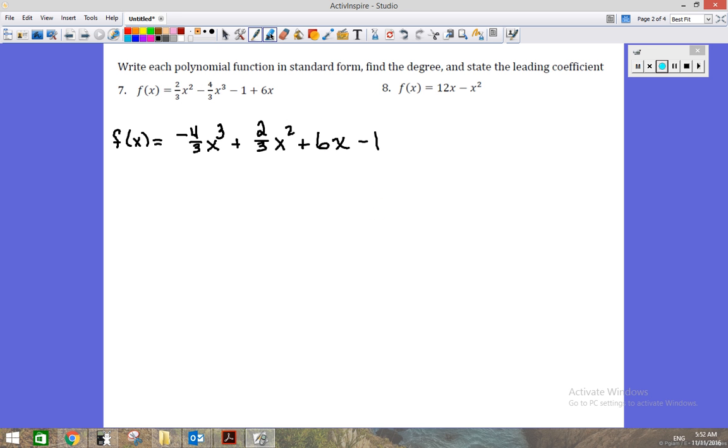So the term of interest, this leading term, contains information that we want to know. The degree of this polynomial is that largest exponent, 3, and the leading coefficient is this negative 4/3. So when you're rewriting this in standard form, don't lose the negative signs that are with the coefficients.